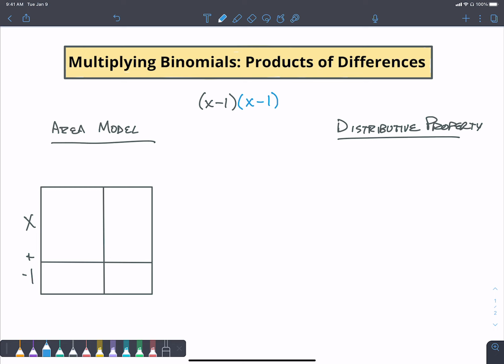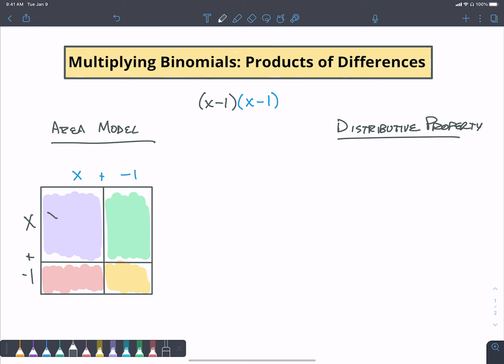So on the left side, we'll call that x plus 1. On the right side, we'll call this x plus a negative 1 as well. And just like before, we're going to find the area of this space, this space, this space, and then this space. And we're going to put it all together to find the product of these two binomials.